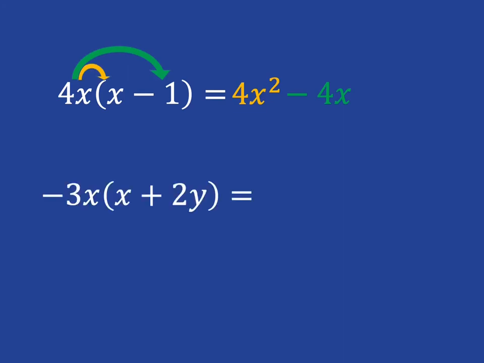If you're asked to simplify this by expanding, what you're going to first note is that negative, so that you remember that that negative also has to multiply with each term in the brackets.